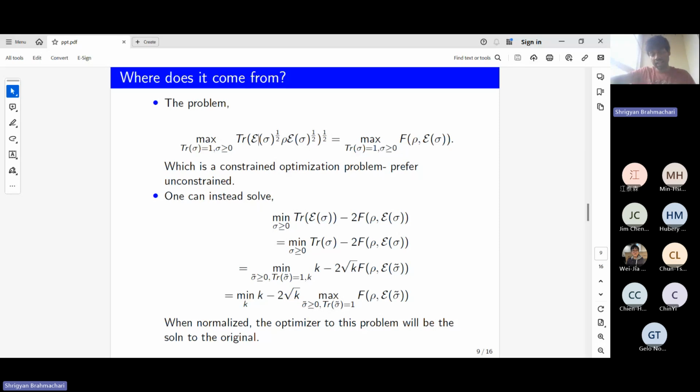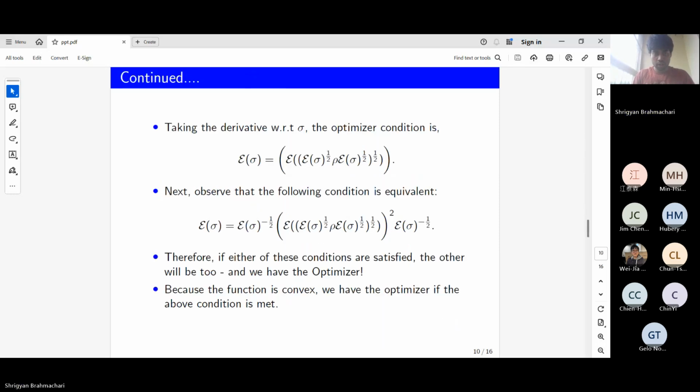If this is clear, it's fine. But in case it's not clear, one can not bother about this and just think that I'm taking a derivative of the original function using a constraint, like KKT conditions, and taking the derivative. I'm not going to discuss how I take the derivative. It's not too important. You take the derivative with respect to sigma. Once you do, you get an optimizer condition, and any sigma which is a solution will satisfy this.